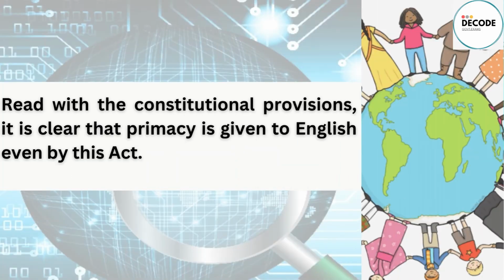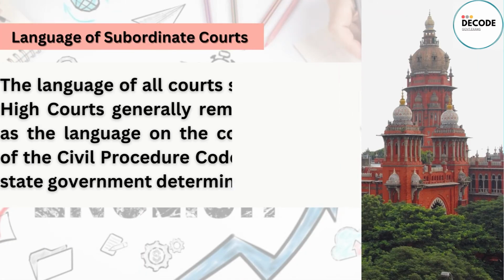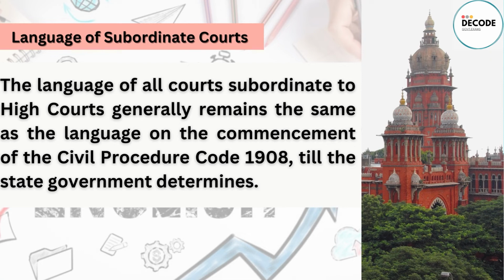Read with the constitutional provisions, it is clear that primacy is given to English even by this Act. The Official Languages Act makes no mention of the Supreme Court, where English is the only language in which proceedings are conducted. Language of subordinate courts. The language of all courts subordinate to high courts generally remains the same as the language on the commencement of the Civil Procedure Code 1908, till the state government determines otherwise.